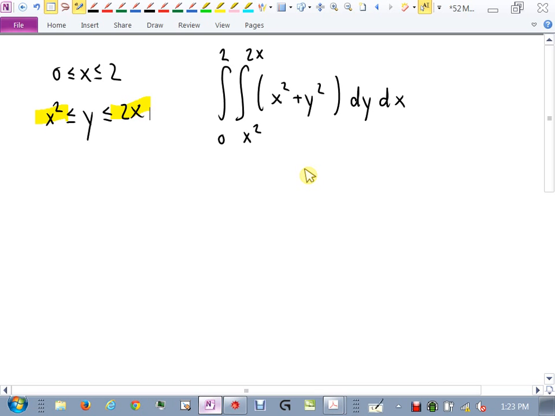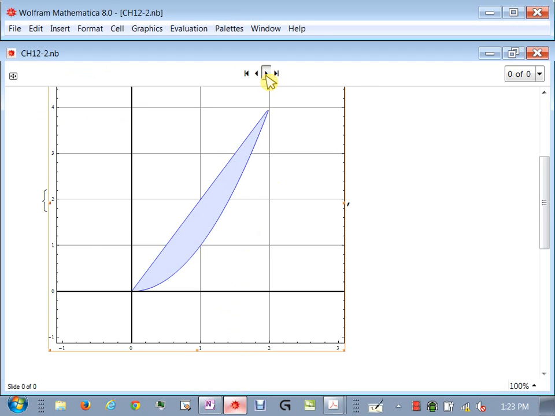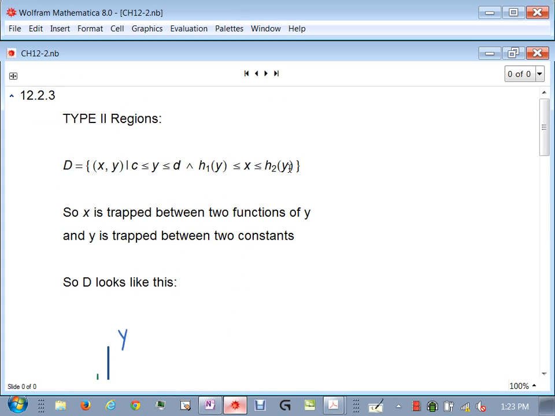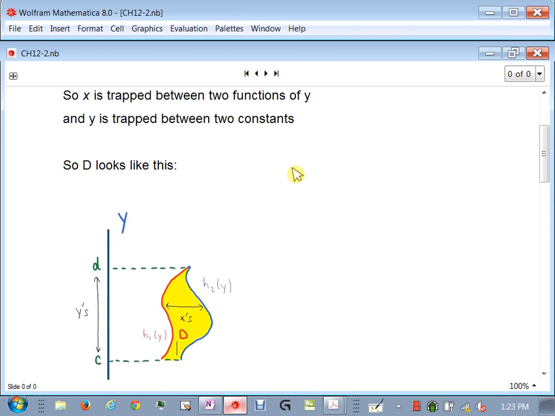Do you remember with rectangles we could switch the order of integration? Do you remember that? Can we do that with type 1 regions? No, you cannot. You're forced to go with this order. Okay, so what about a type 2 region? So a type 2 region looks like this.